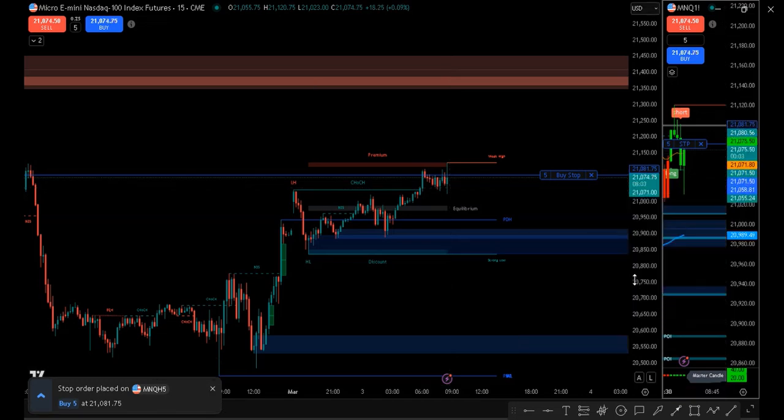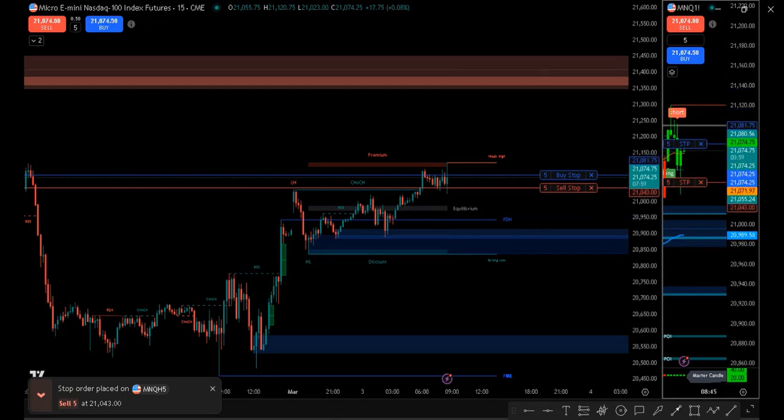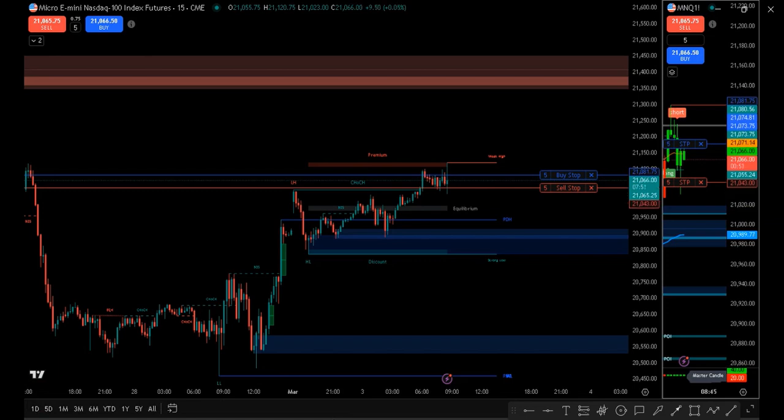I'm looking at micro NQ. This is the 15-minute chart. On the right hand side, I have my 1 minute chart. I have seen a rejection off of this premium, which is the top of the range at 21,150. I'll be looking to take this short position here off this rejection.